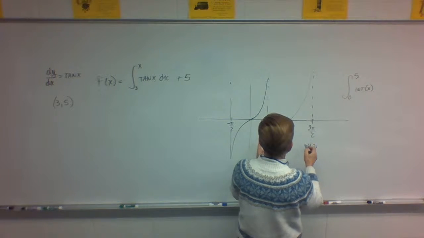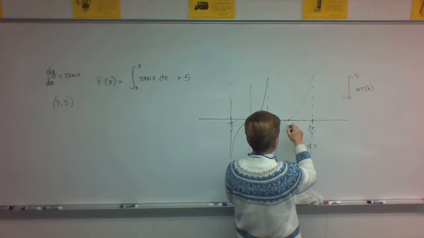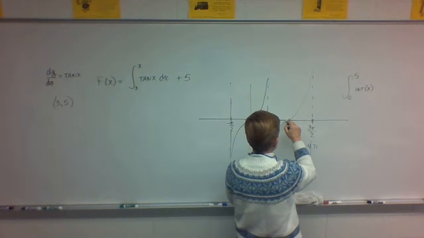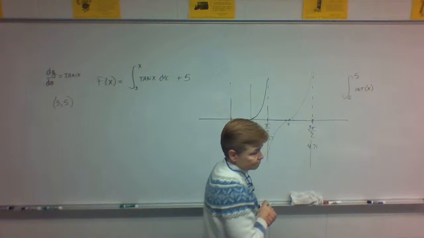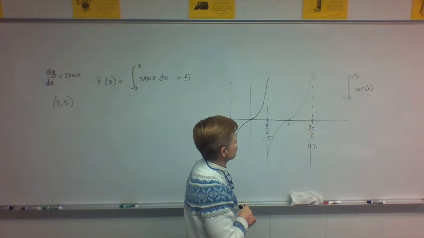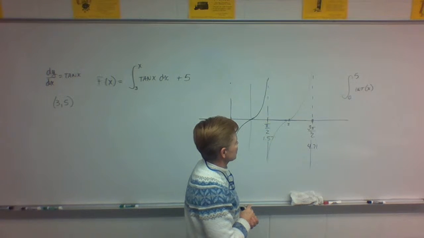Where's 3? A little bit to the left of this, because this would be pi. 3's right in here somewhere. And so pi is right here, right? Okay, so this is the branch that we want to use.